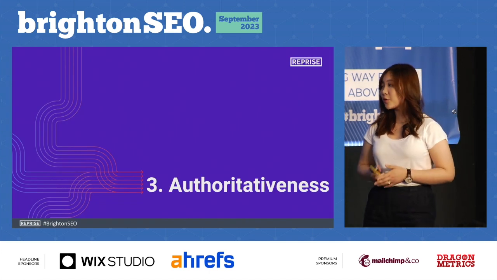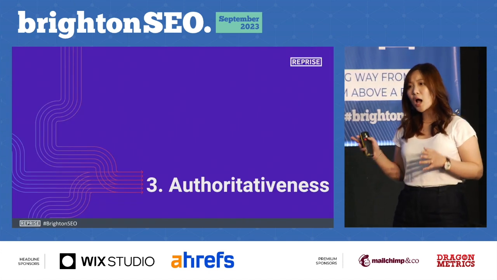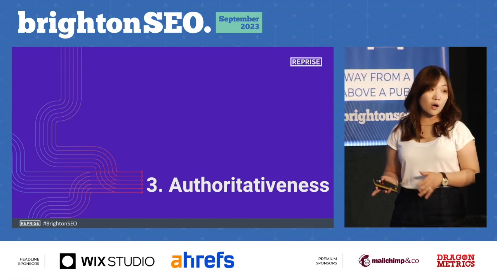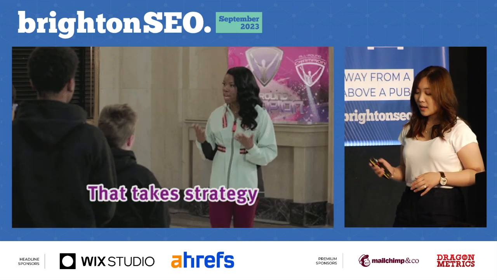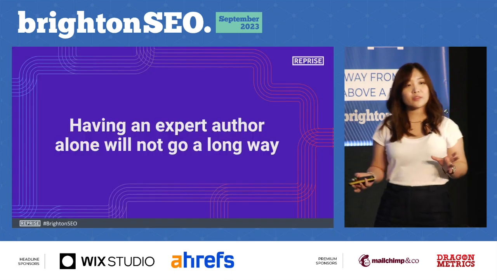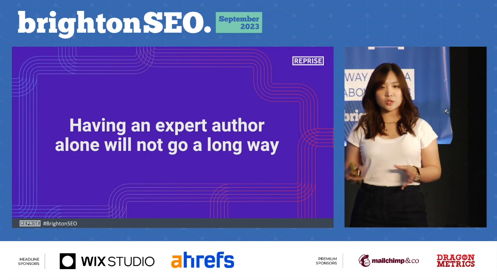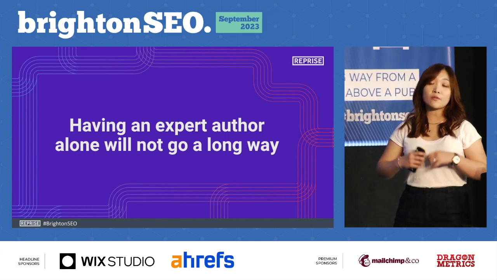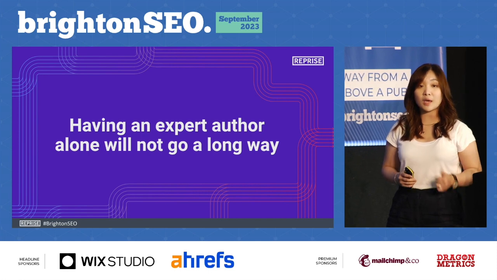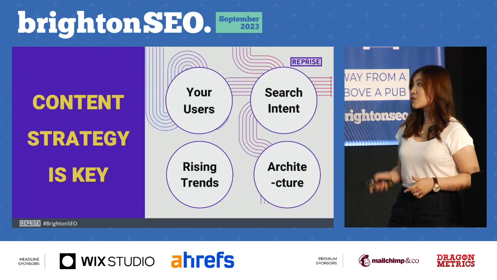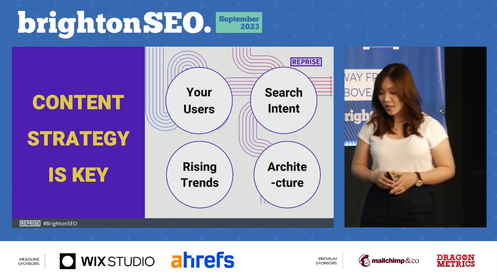Third, we have authoritativeness. The ultimate goal here is to become the go-to source of a topic, and that takes strategy. Some people might think having an expert author would do the trick. However, guest posting alone would not take you very far unless you have a plan behind it. You know what you want to write about. So that takes us to content strategy.